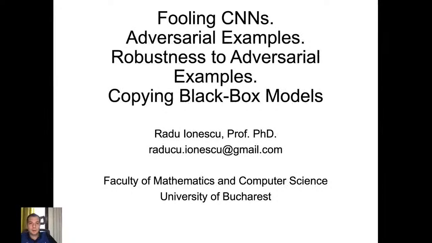So today I wanted to discuss adversarial examples, and some interesting topics related to them. These are also about how we can obtain models that have at least some robustness, though not complete, to adversarial examples. We will see different ways to fool CNNs with adversarial examples, and then we will also see how we can use these to copy models without having any information about these models.